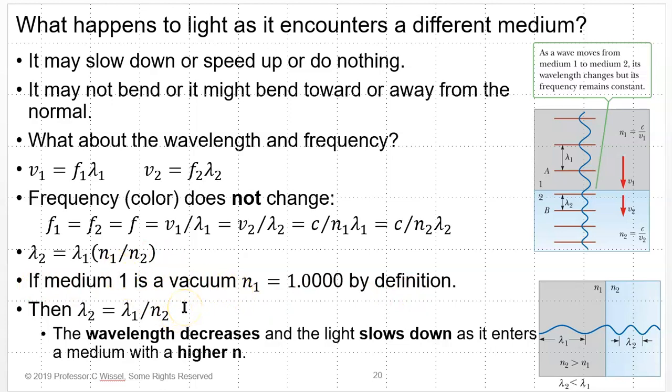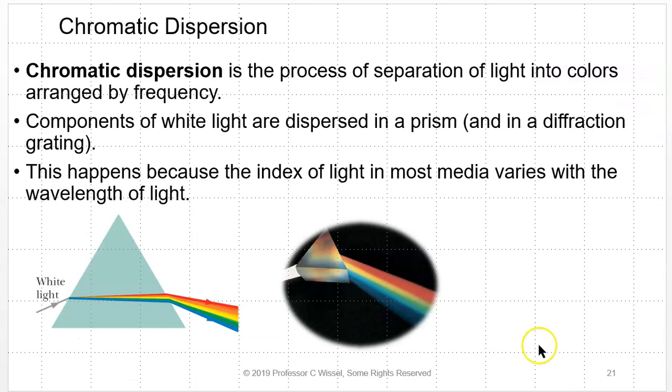If you're going from a vacuum into something else, then lambda 2 equals lambda 1 divided by n2. And usually, if it's air, we just assume that n is 1, unless we have to be extremely precise. So the wavelength will decrease and the light will slow down as it enters a medium with a higher n. Nothing is faster than vacuum. If medium 1 is a vacuum, the light is always going to run slower in medium 2. Light in a vacuum is as fast as it can go.